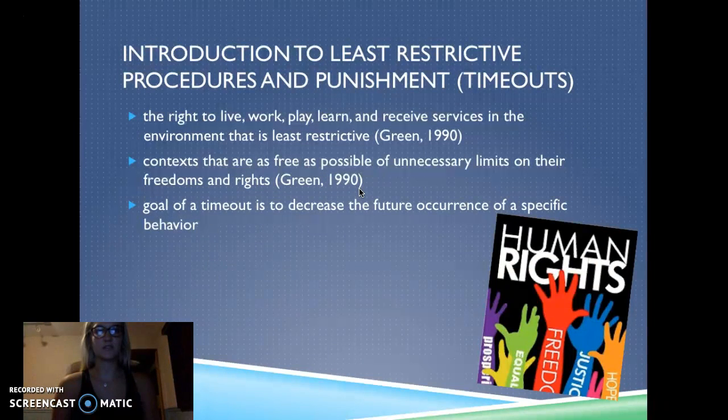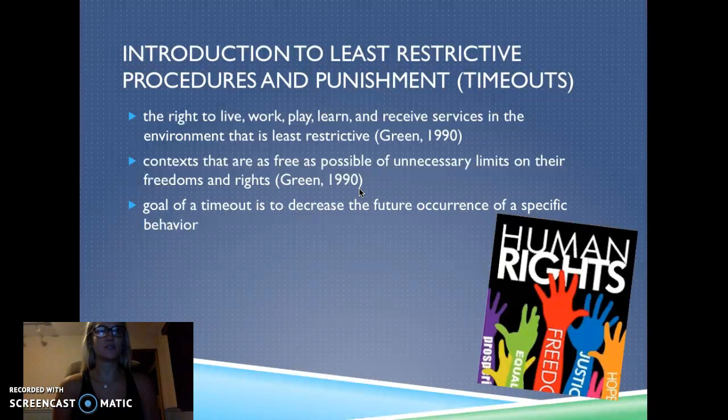Introduction to the least restrictive procedures and punishment, timeouts. Least restrictive procedure is the idea that an individual has the right to live, work, play, learn, and receive services in the environment that is the least restrictive. If you have an individual receiving behavioral analysis therapy, they should be obtaining these services somewhere that has contexts that are as free as possible of unnecessary limits on their freedoms and rights.